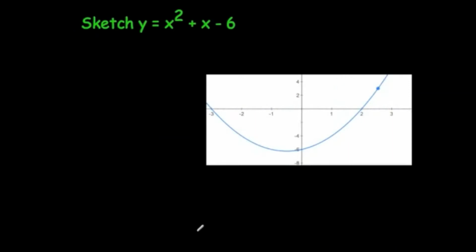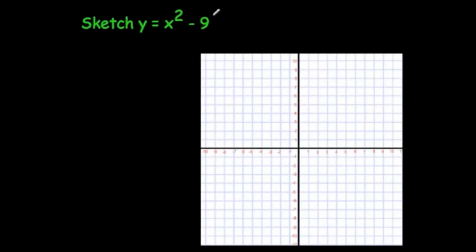Okay, this equals through there, 0, 6, there, 2, 0, there, minus 3, 0. Okay, this time I'm going to sketch the graph y equals x squared minus 9.